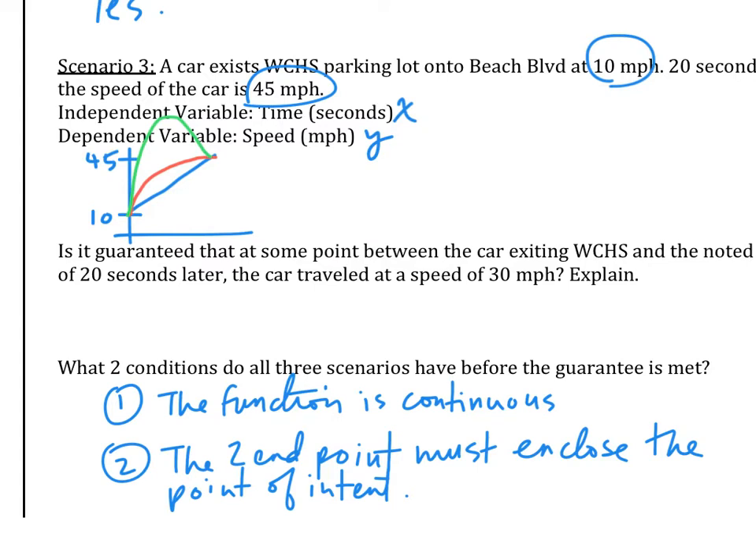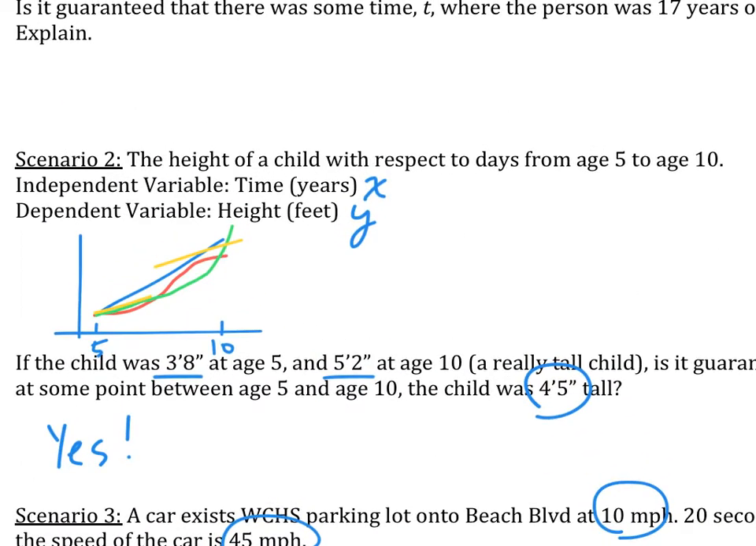And same thing with scenario 2. This person started at 3 feet 8 inches, ended up at 5 feet 2 inches. Started at 3'8", ended at 5'2". Is it guaranteed this person has passed through 4'5"? Yes. But if the question says, is it guaranteed that this person passed through 6 feet, like this person went to 6 feet and shrunk? We don't know, because it's not between the endpoints. Okay, and same thing here.